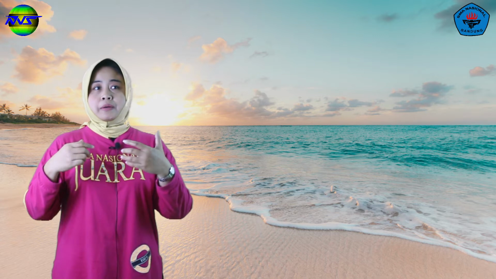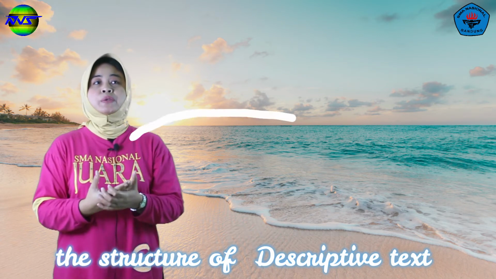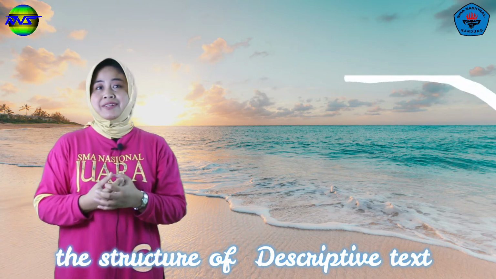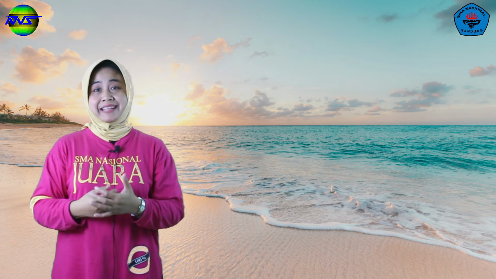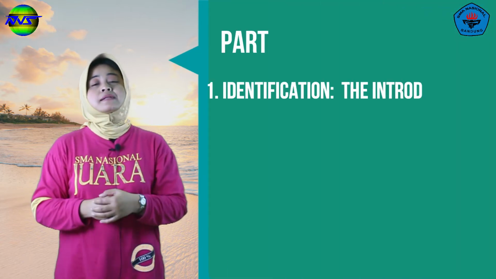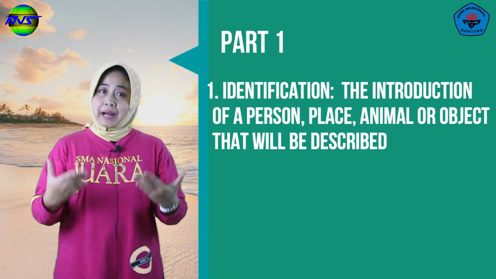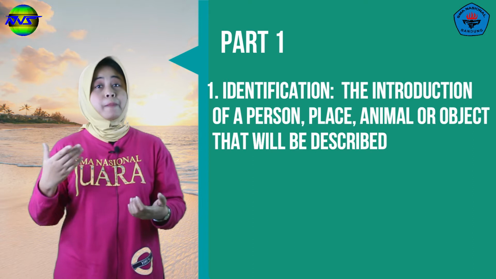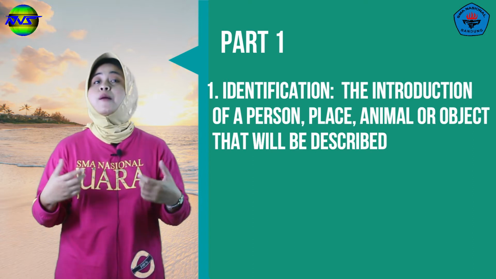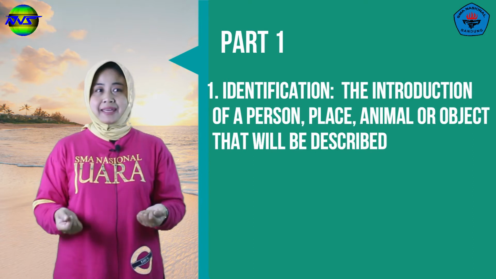And then, now we will enter the generic structure or the structure of the text. What are the structures of the descriptive text? There are 2 parts. Okay. Number 1 is identification. It contains the introduction of a person, place, animal, or object that will be described.